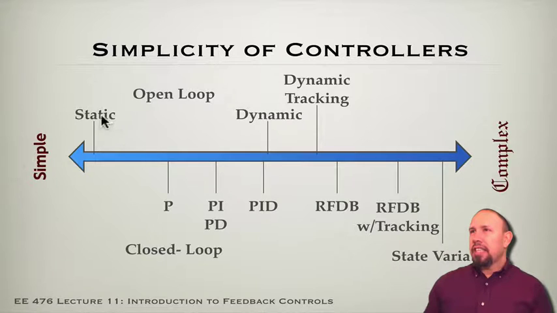So that's static. That's a static open loop controller. We can have dynamic open loop controllers. We'll talk briefly about those. Dynamic tracking controllers, that is, we want to actually track something. In terms of closed loop, our simplest closed loop controller is the P controller. We'll talk a little bit about that today, as well as PI and PD and PID controllers.